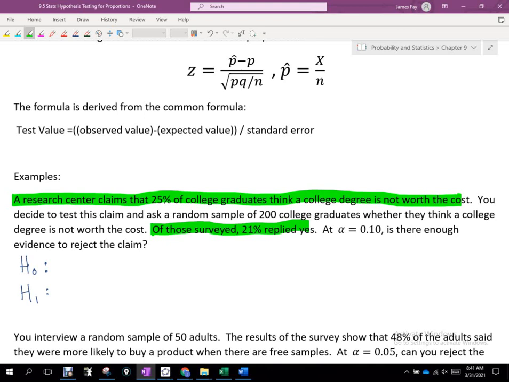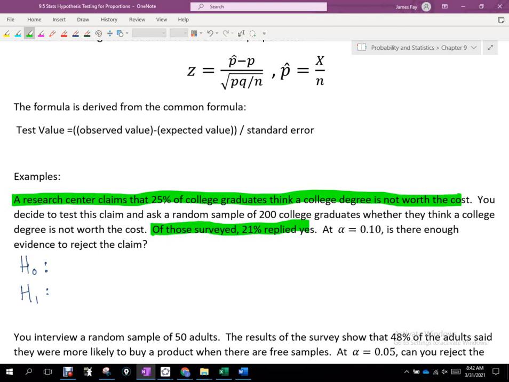Okay. So if we look at the formulas up above, p hat is x over n. When it says 21% replied yes, they're telling you already what x divided by n was. They've already changed it to a percentage for us. Maybe it was 21 out of 100. Could have been 42 out of 200, whatever.